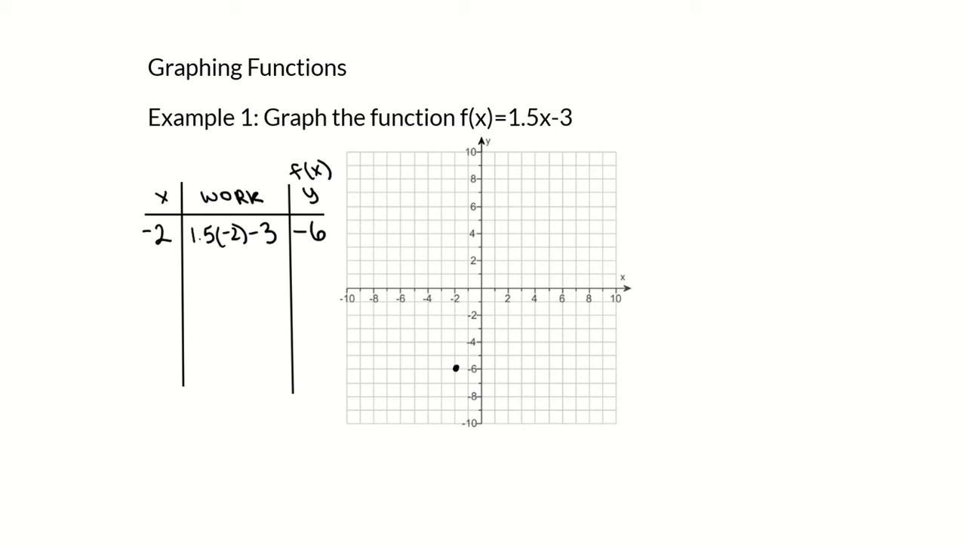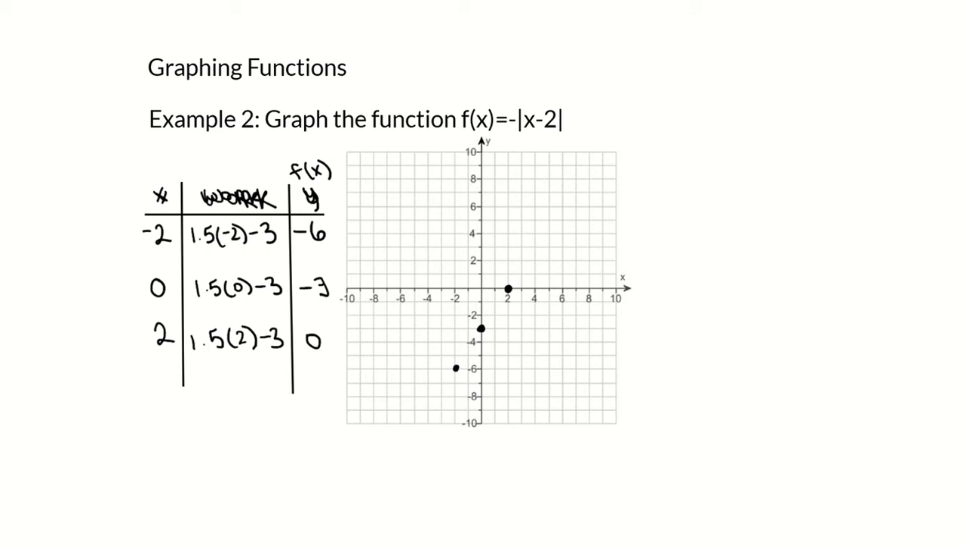We could also choose the point 0. That would be 1.5 times 0 minus 3. So y is -3. And the point 0, -3 lies on this graph. And then I'll also choose the point 2. 1.5 times 2 minus 3 is 0, so the point 2, 0 lies on the graph. Connecting these points, we get the graph of our function.